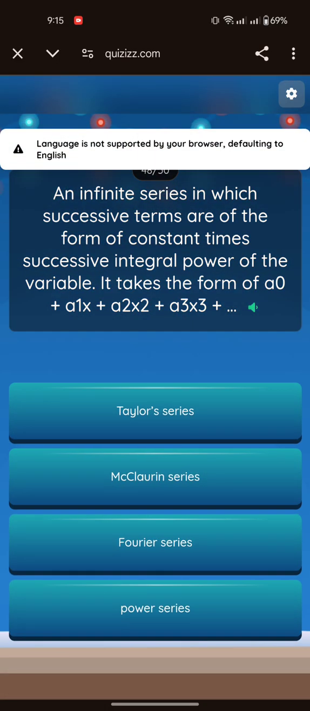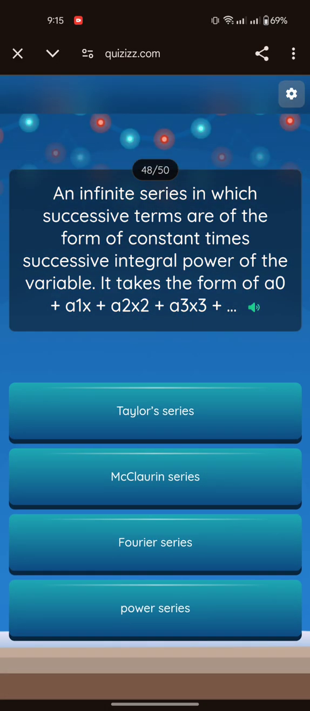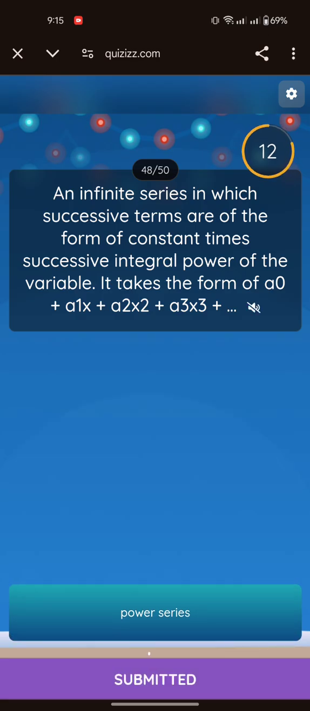Question. An infinite series in which successive terms are of the form of a constant times successive integral powers of the variable. It takes the form of a0 plus.